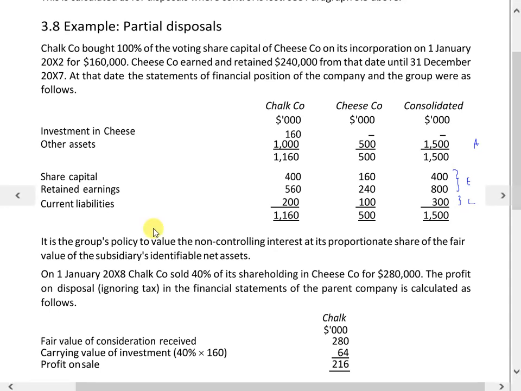Chop Co bought 100% of the voting shares of share capital of Cisco on the 1st January for 160, on its date of incorporation. Cisco earned and retained 240. You can see here, this is Cisco. They have now so far earned 240. Does it belong to the group, everything?